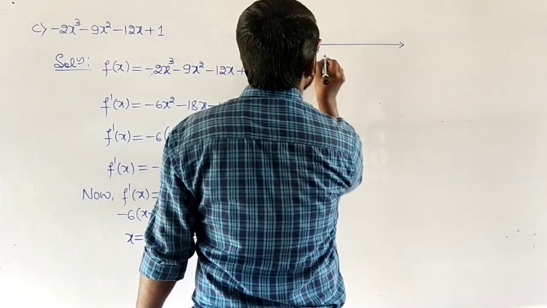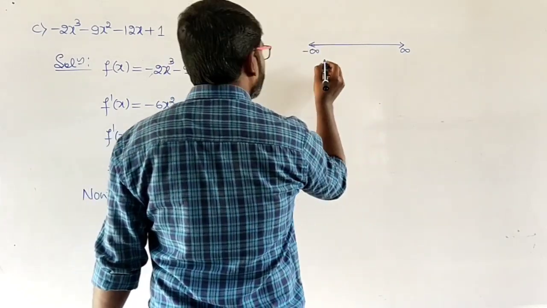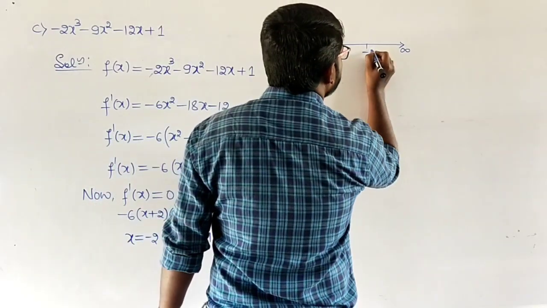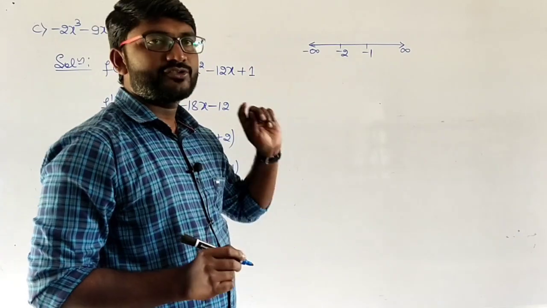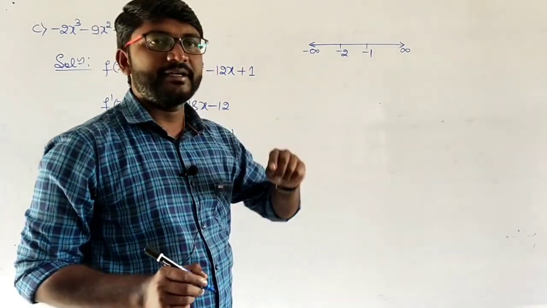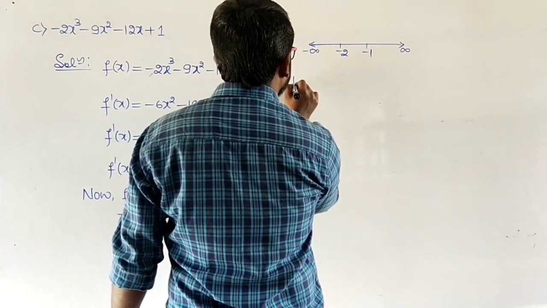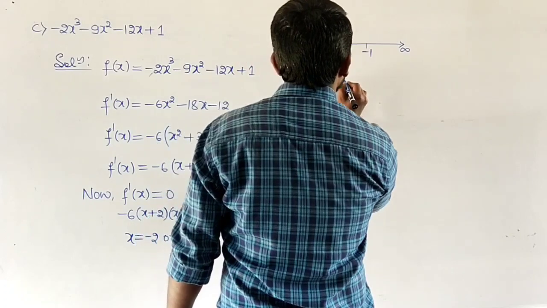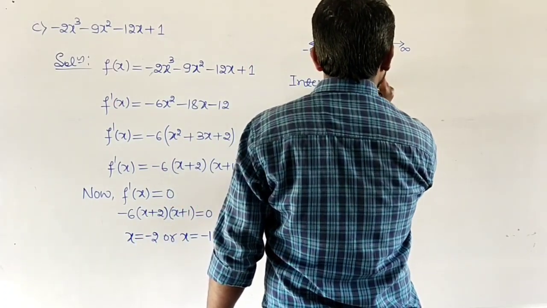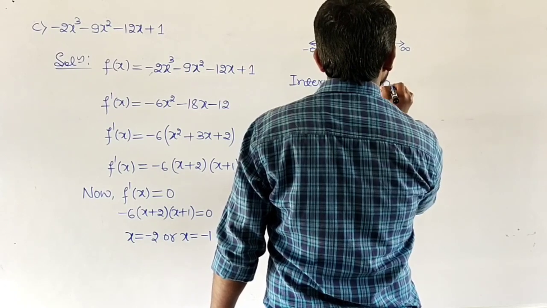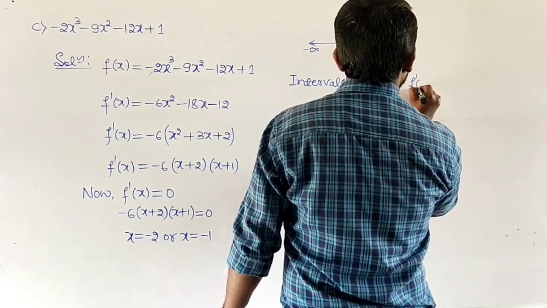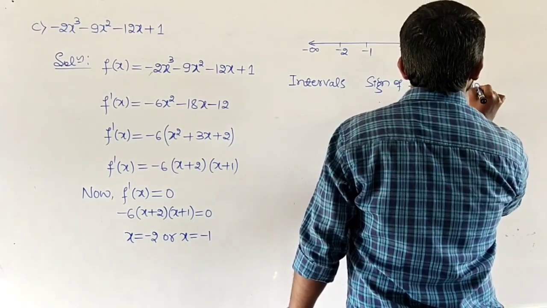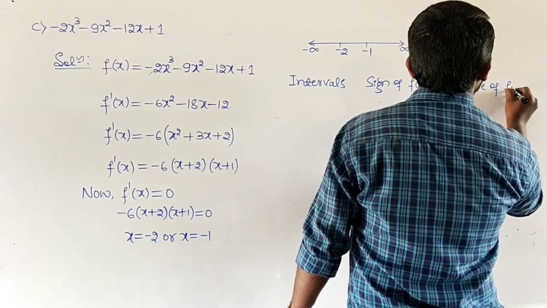So it is minus infinity, then plus infinity, and then we have here minus 2, and then it is minus 1. So what are the 3 intervals now? Minus infinity comma minus 2, minus 2 comma minus 1, and then minus 1 comma infinity. Let us write the table now. Intervals, and then we have sign of f dash of x, and then we have nature of function.